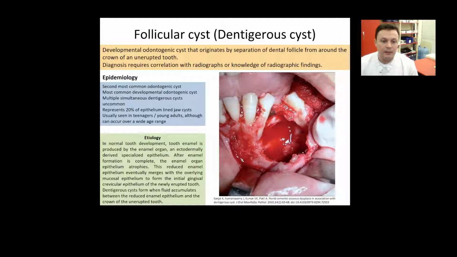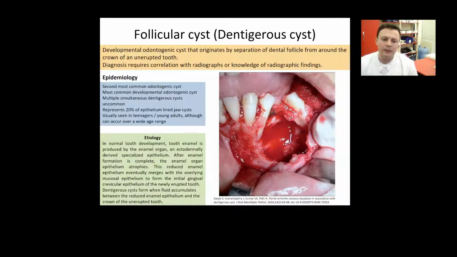Multiple simultaneous follicular cysts are uncommon. It represents 20% of epithelium-lined jaw cysts. Usually seen in teenagers or young adults, but it can also occur over a wide age range.